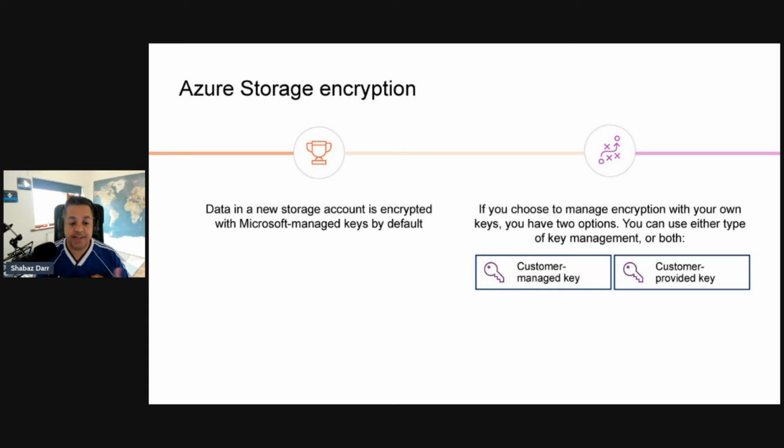Data in a new storage account is encrypted with Microsoft Managed keys by default, and you can continue to rely on Microsoft Managed keys for the encryption of your data, or you can manage encryption with your own keys if you want. If you choose to manage encryption with your own keys, you have two options. You can use either type of key management or both. You can specify a customer managed key to use for encrypting and decrypting data in Blob Storage and in Azure Files, or you can specify a customer provided key on a Blob Storage operation as well.